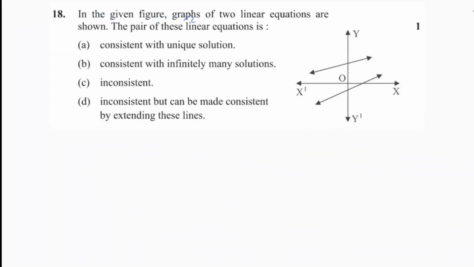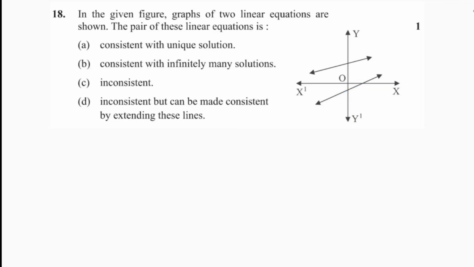In the given figure, graphs of two linear equations are shown. The pair of these linear equations is: consistent with unique solution, consistent with infinitely many solutions, inconsistent, or inconsistent but can be made consistent by extending these lines. See this option D, most of the children are getting confused, but the correct option is consistent with unique solution, as these two lines are not parallel. As they are not parallel, definitely they'll intersect at one point.